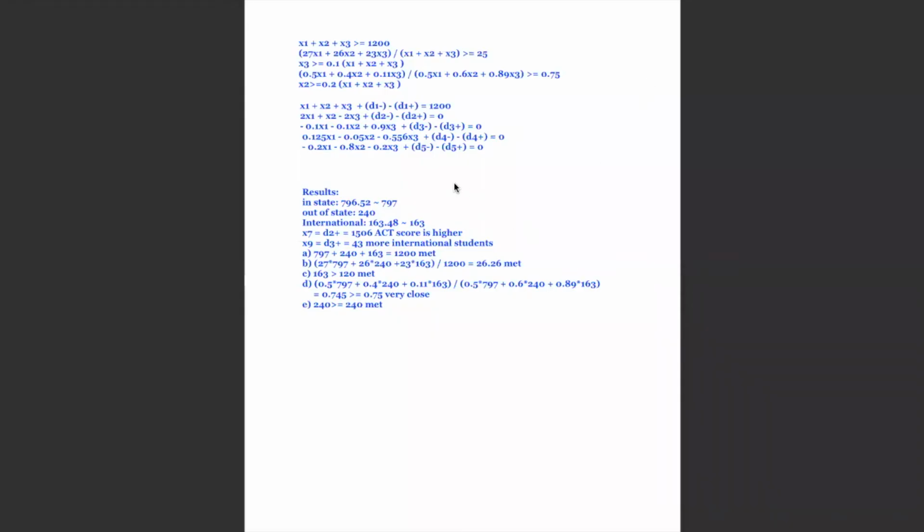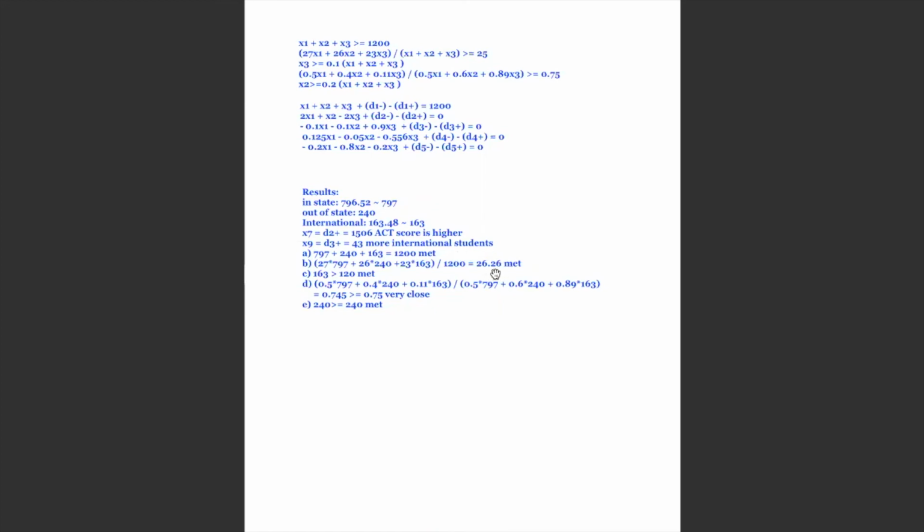So summing up the results, I rounded the in-state to 797. Out-of-state, we're gonna have 240. And international, we're gonna have 163. And we saw that the first deviation gives us a higher ACT score, and the second one more international students. And we're just checking if all of our goals are met, and I did all the calculations.